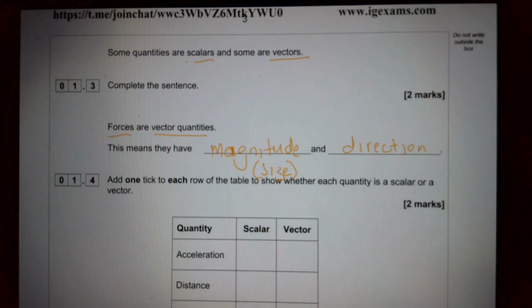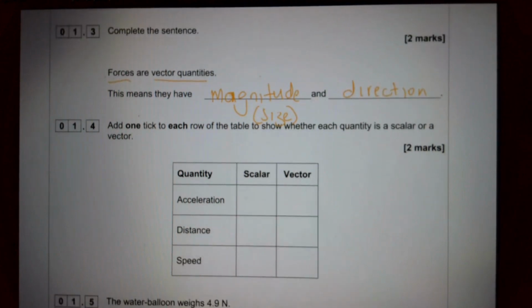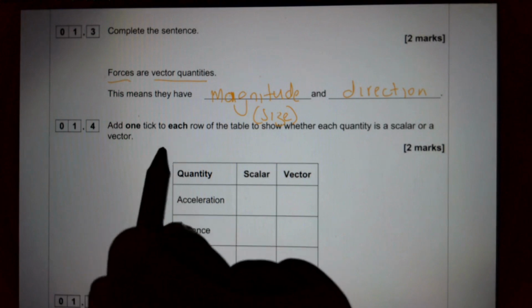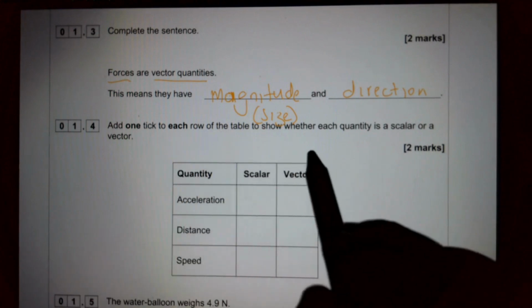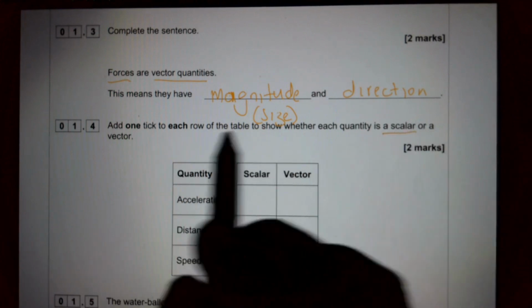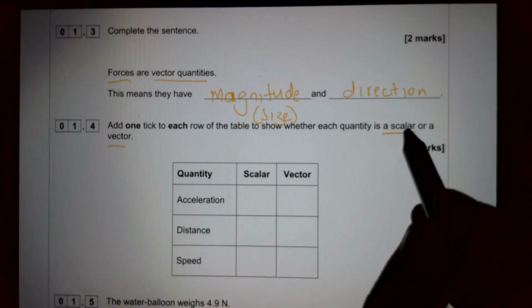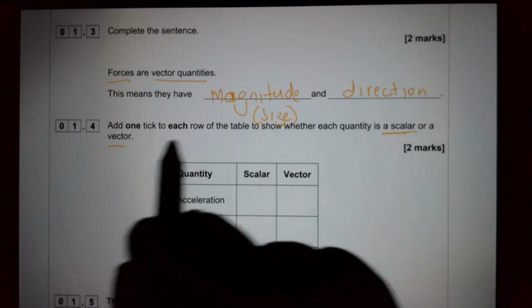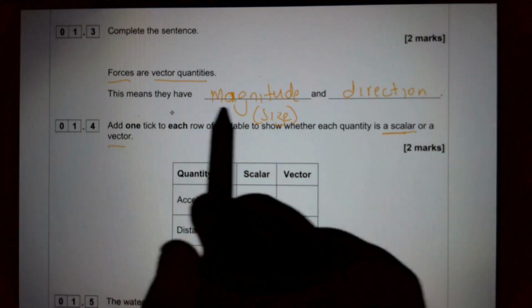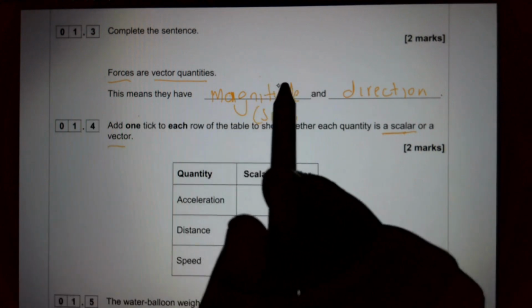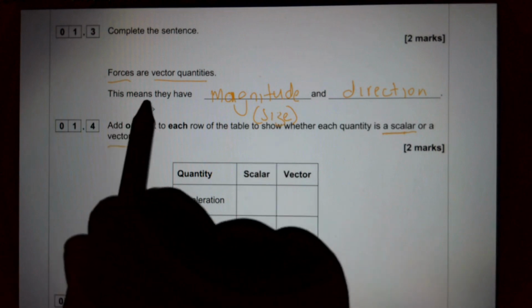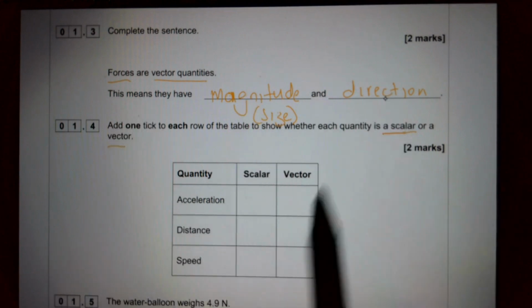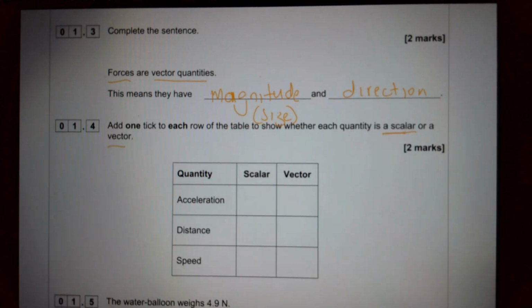Right, let's go to the next question, this one. Now it says to add one tick to each row of the table to show whether each quantity is a scalar or a vector. Remember, scalar quantities are quantities that only have magnitude, and vector quantities are quantities that have both magnitude and direction. And another word for magnitude is size. So vector quantities have magnitude and direction, or they have size and direction, then you get the full mark.